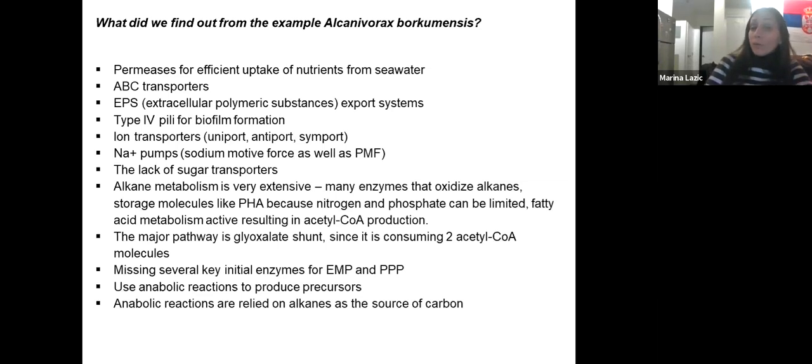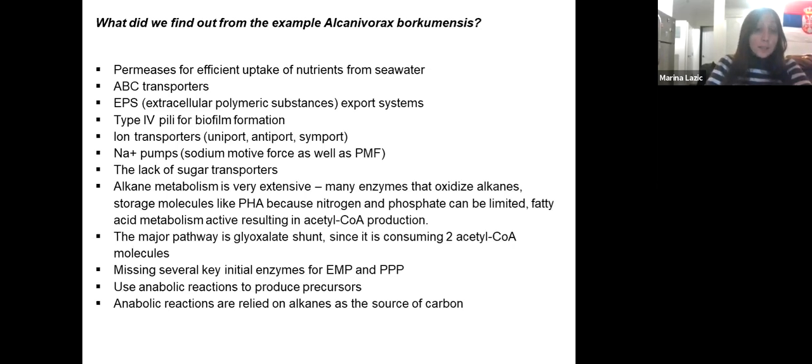And now what we can find out from the example of Alcanivorax borkumensis is what kind of genes it has. It has permeases to be able to efficiently take nutrients from seawater. It has ABC transporters to be able to exclude some of the toxins that enter the organism. They have to develop an export system for all sorts of substances that are unwanted in the cell. They also have a biofilm formation mechanism. Of course, since they live in seawater, they have ion transporters for all sorts of ions.